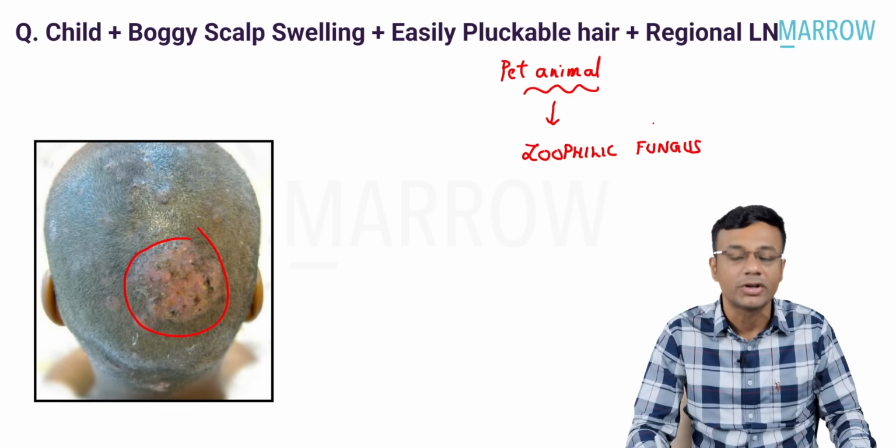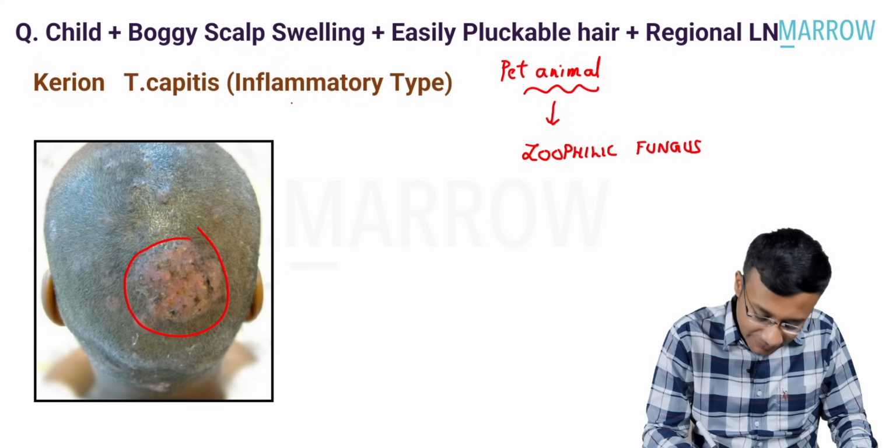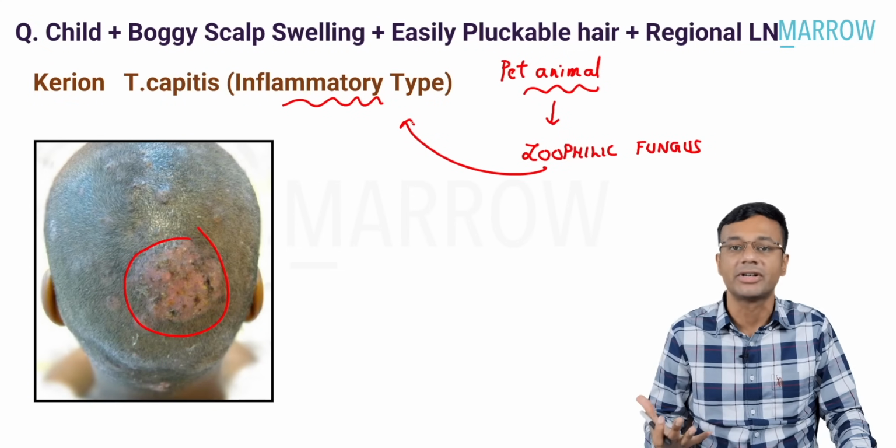And in this background of tinea capitis, we are talking about kerion. Kerion is an example for inflammatory tinea capitis, which is happening because of an inflammatory response to the zoophilic fungus.